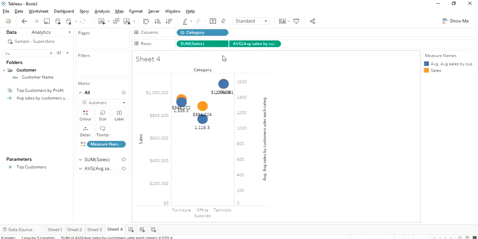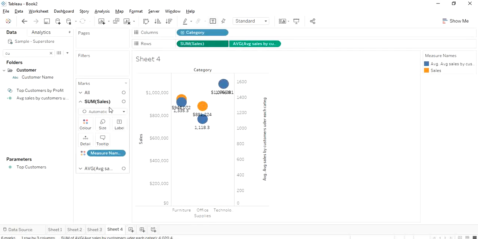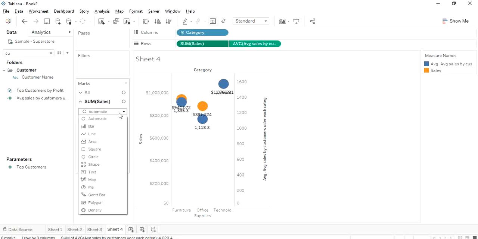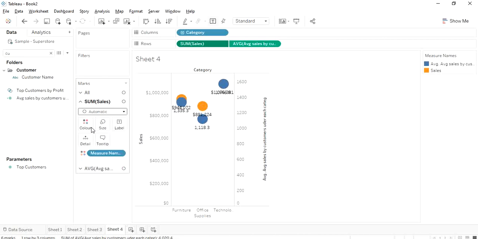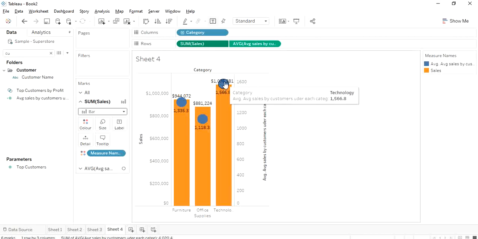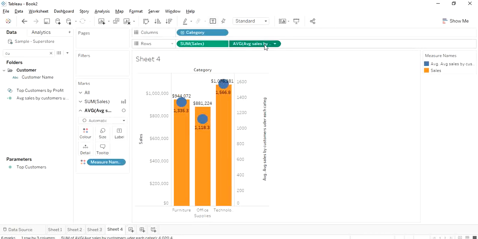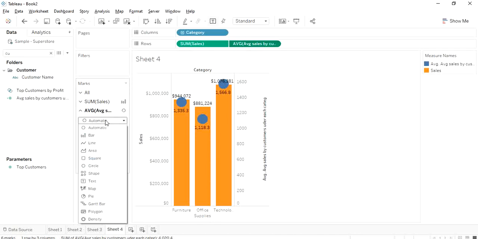As you know how we can make a dual axis. Now when you do dual axis, both turn into automatic. Since it's automatic, it turns into a bubble chart. So what I'll do is select the sales and change it, as you know, using the marks, we can customize and configure the chart style. So from here also we can change the chart type. I'm going to select sales, original sales, as a bar. And this blue bubble, now average sales, is my blue bubble. This I'm going to represent by line.